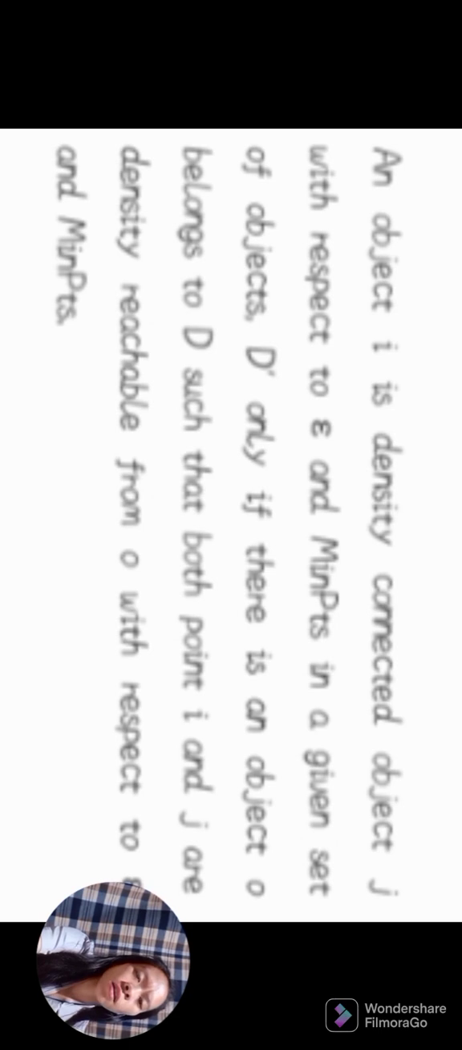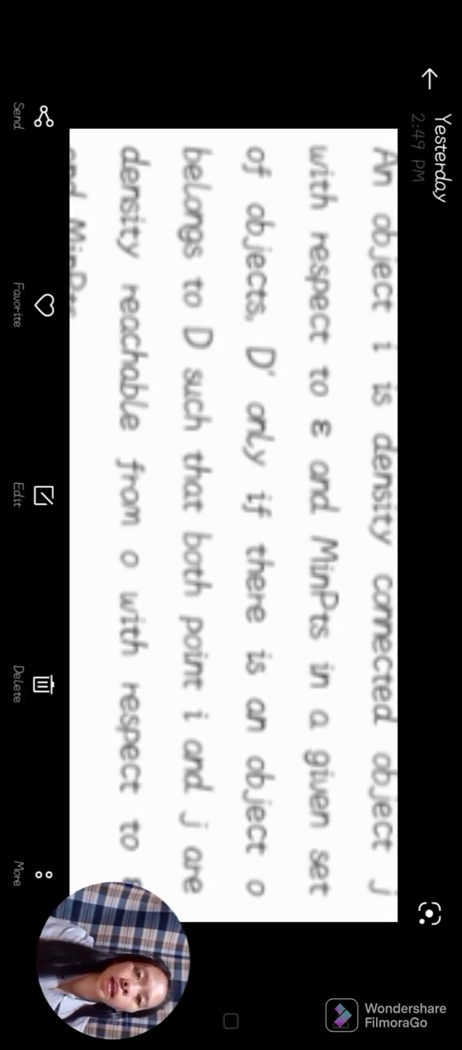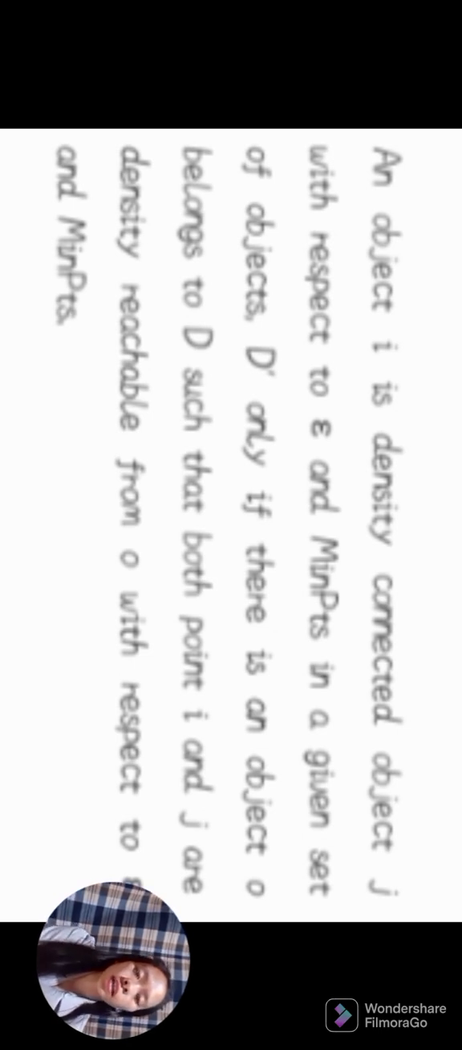An object i is density connected to object j with respect to Eps and MinPts in a given set of objects D only if there is an object o belonging to D such that both points i and j are density reachable from o with respect to Eps and MinPts.